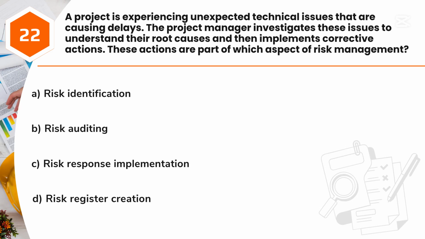Question 22. A project is experiencing unexpected technical issues that are causing delays. The project manager investigates these issues to understand their root causes and then implements corrective actions. These actions are part of which aspect of risk management? A. Risk identification. B. Risk auditing. C. Risk response implementation. D. Risk register creation.